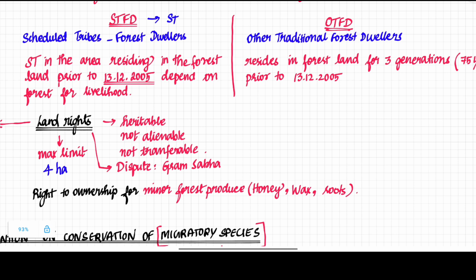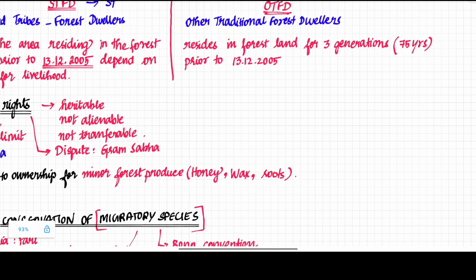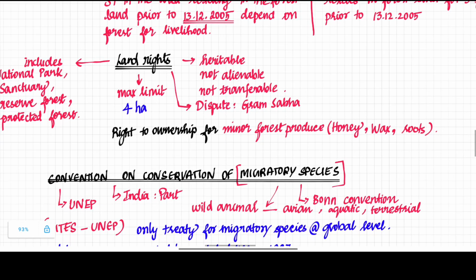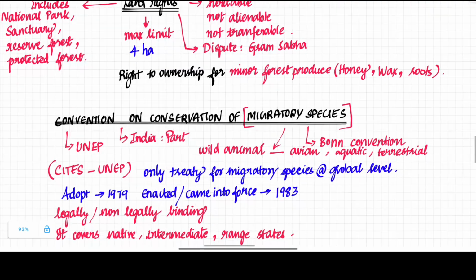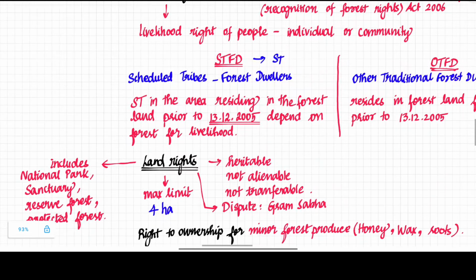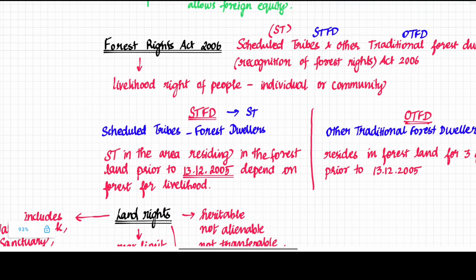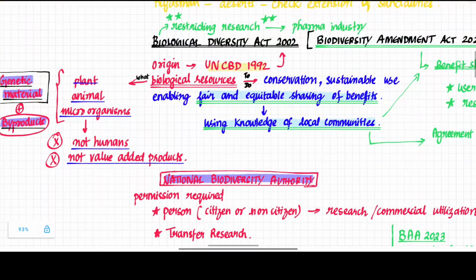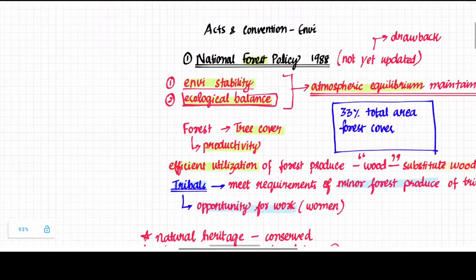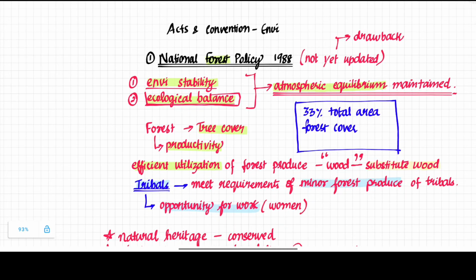But other forest dwellers should have proof of 3 generations, 75 years, prior to 13.12.2005. Now, land rights: the maximum land is 4 hectares. They have land in the forest, and this forest includes sanctuaries and national parks as well, and the right of ownership of minor forest produce. The Forest Rights Act deals with forest ownership, whereas biological resources are dealt with in the Biodiversity Act of 2002. Then the national forest policy is related to 33% forest cover and efficient utilization of forest produce.